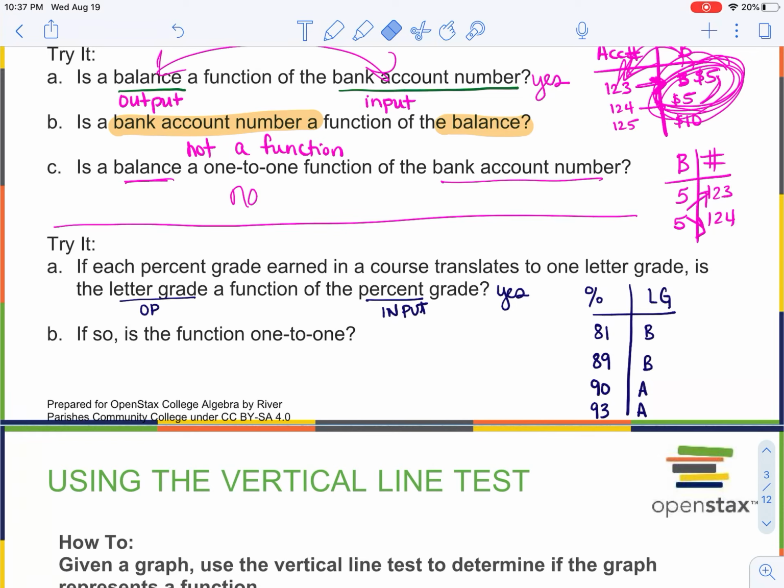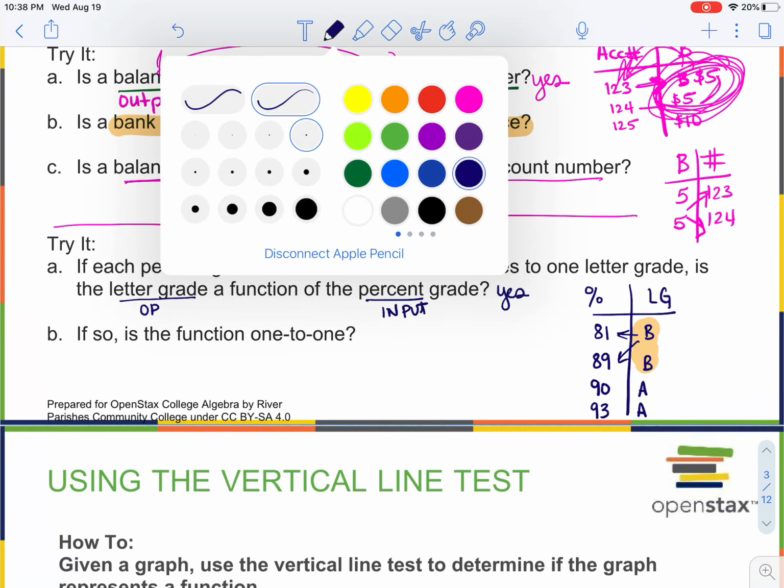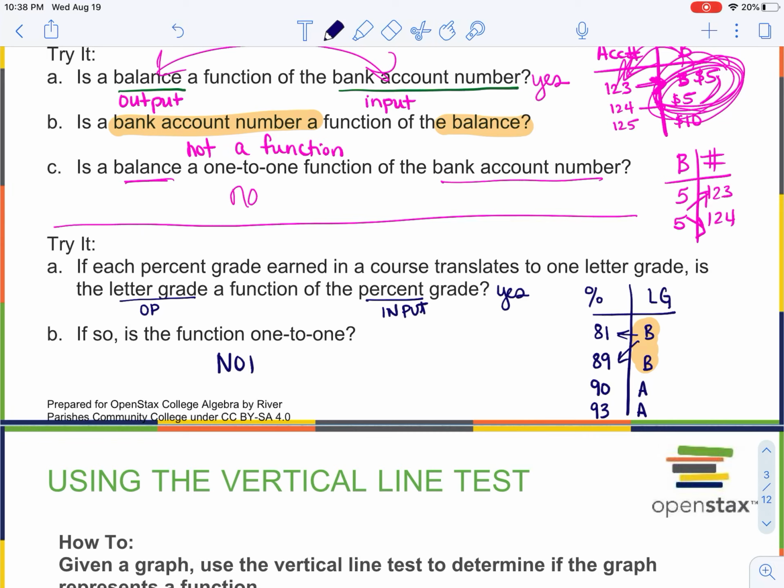Can each output variable only correspond to one input variable? So here, check out the B. A B could be an 81, it could be an 89, it could be an 80, it could be an 83, it could be any number between 80 and 89. So each output variable in this case corresponds to multiple input variables, so that means it is not one-to-one.